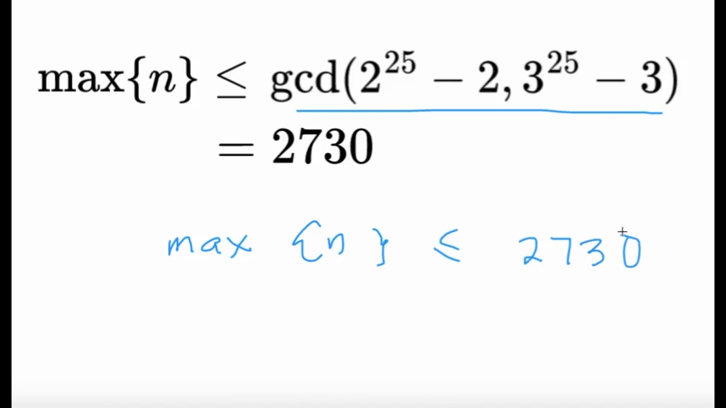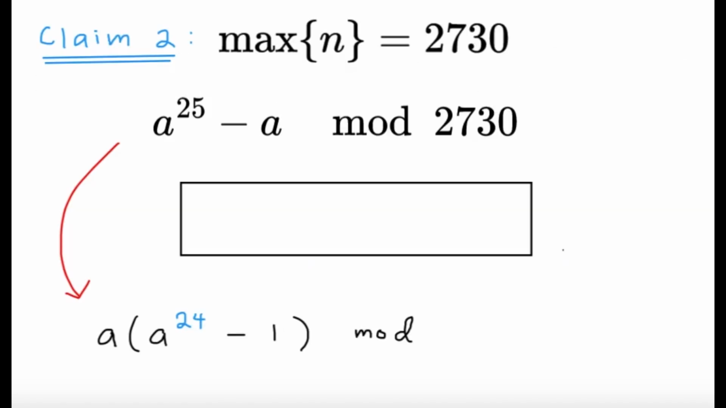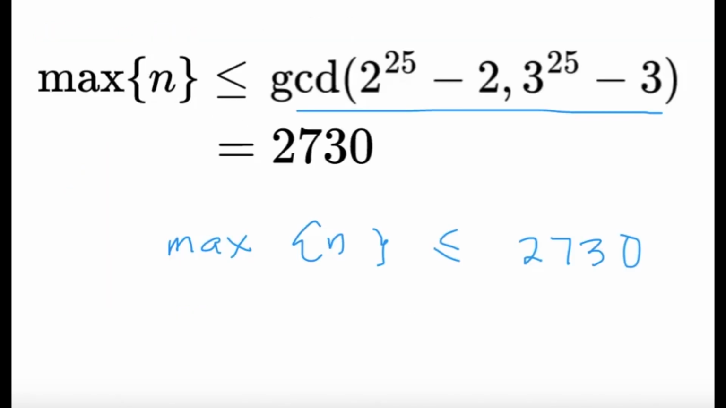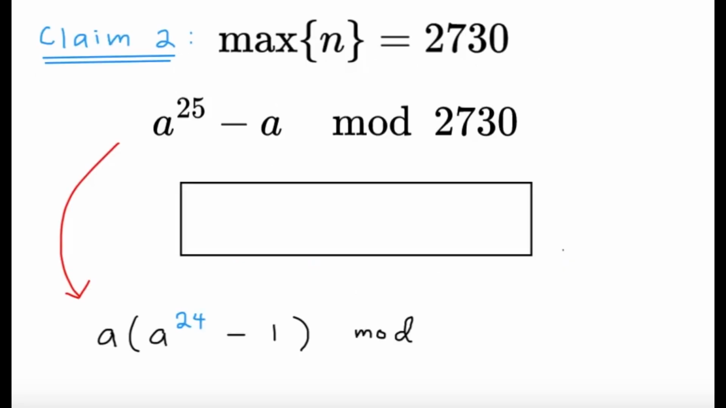So logically, in mathematical proofs, you might want to try out some values of n and take a look at the following claim. I claim that the maximum possible value of n is indeed 2,730. So if I can manage to prove that n can be 2,730, then that's definitely going to be the maximum. Because from my claim 1, we've proven that the upper bound of n is 2,730. And if I can prove that 2,730 works, then I'm done. So let's try to take a raised to 25 minus a mod 2,730.